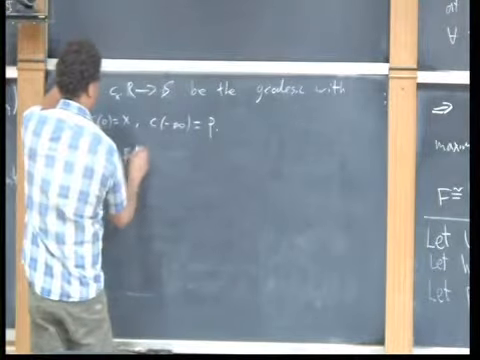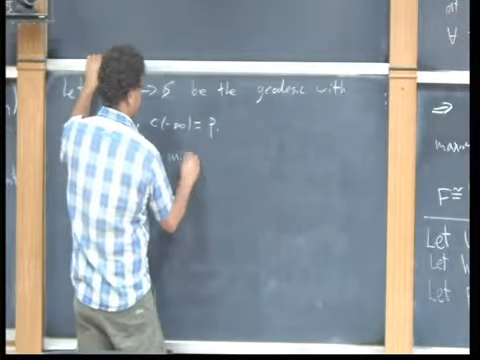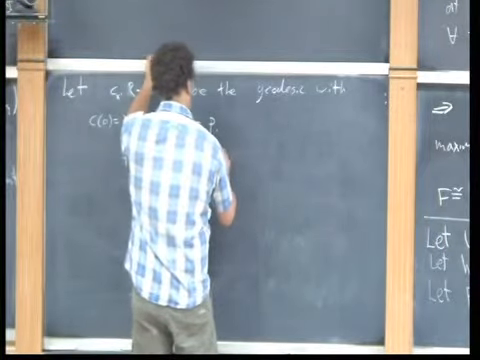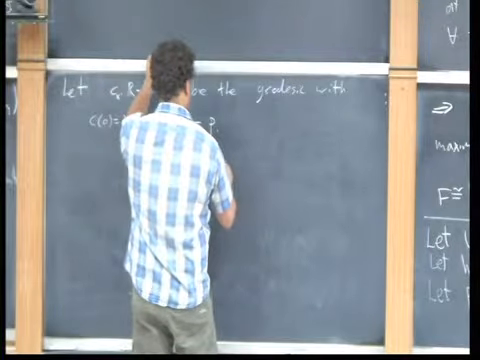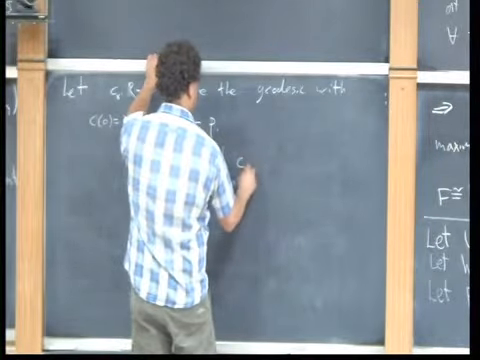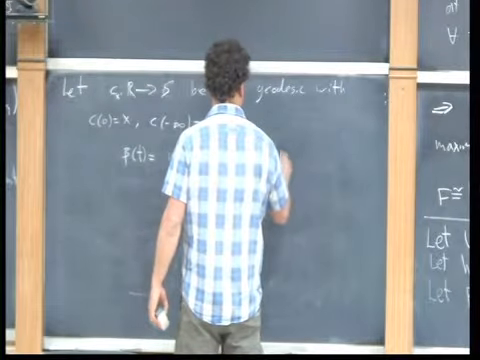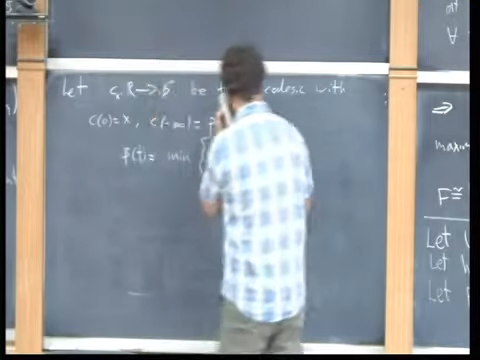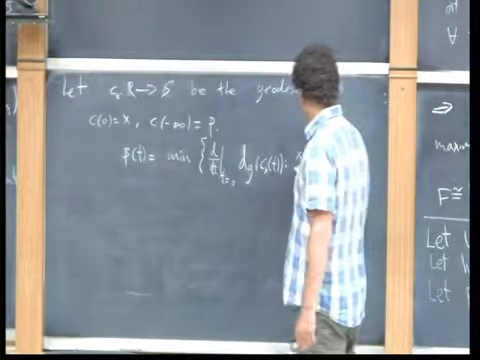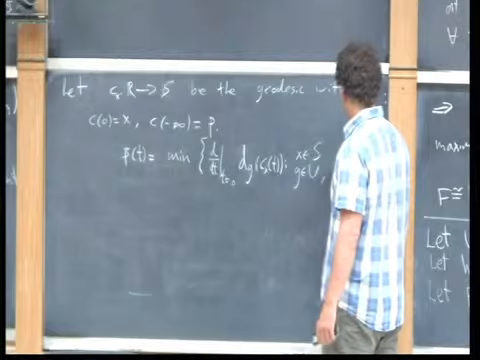And define beta of t to be the minimum of d/dt at t equals 0 of d(g c_x(t)) of c_x(t), where x is a point in the symmetric space and g is an element in U such that the displacement of g at x is exactly t.